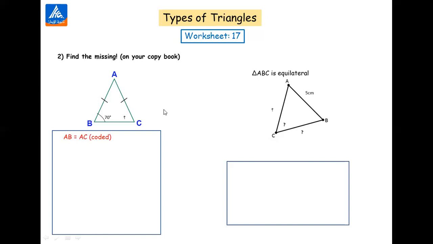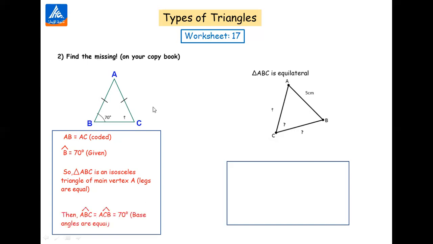Then I got a result that ABC is an isosceles triangle of main vertex A. Why? Because the legs are equal. So that's why I write it down. Then, because I discovered that it's an isosceles triangle, I concluded that angle C is equal to angle B. Why? Because base angles are equal. So I just write it down.